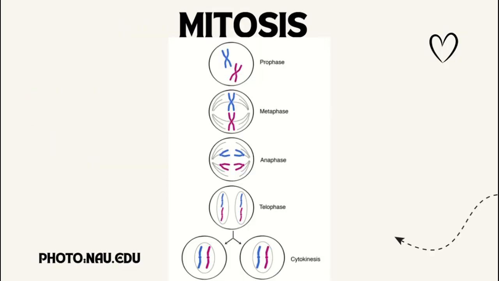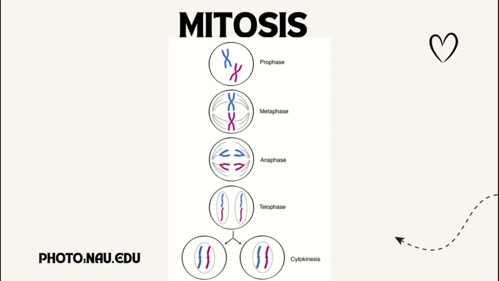So this is the process of mitosis. Basically, how I remembered it is PMAT. So prophase, metaphase, anaphase, telophase, and then you have cytokinesis. Now, I said PMAT, so why do we include cytokinesis? We're going to explain that.